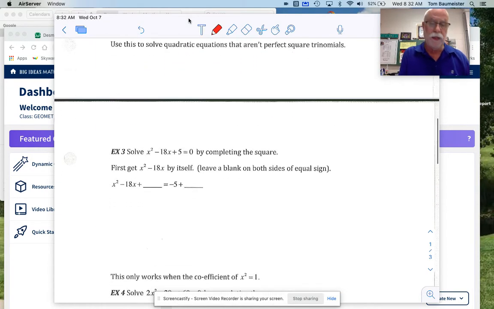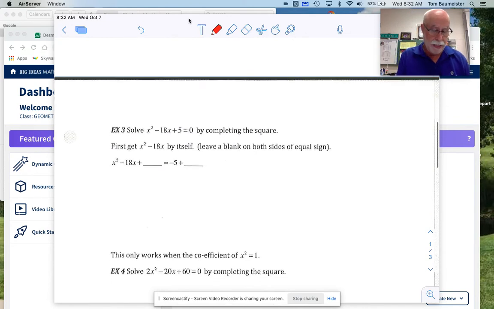All right? So example 3, x squared minus 18x plus 5. They want us to solve that by completing the square. So first get x squared minus 18x by itself. And then what I suggest is that you leave a blank on both sides, which I left there for you. All right? And then what I say is to take the 18x. So you're going to take this one here. What is half of negative 18? And you would tell me it's negative 9. So we're going to write this as x minus 9 squared.